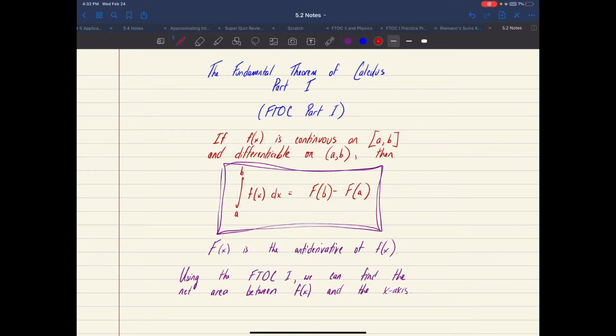Big F of x, or big F of b, those are the antiderivatives of f of x. So using this, we can find the net area between a function and the x-axis. This does connect to Riemann sums. Riemann sums were estimates, and we'll talk about this a little more in the live sessions, and we'll connect those two together.